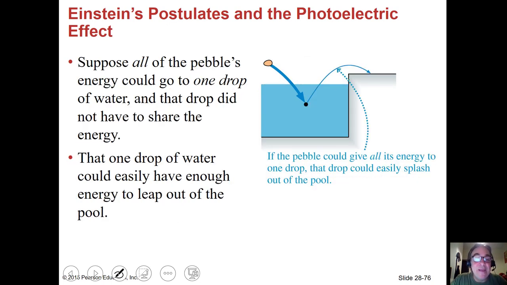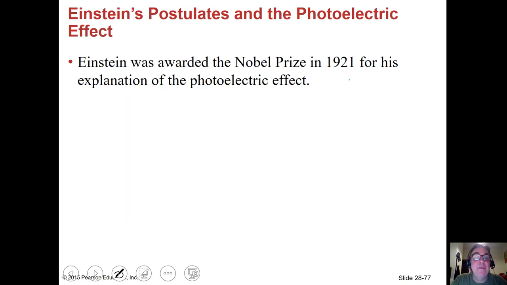Okay, and that's kind of a synopsis of what I've just said here. So 1921, this is what Einstein actually won his Nobel Prize for, developing this photoelectric effect idea.